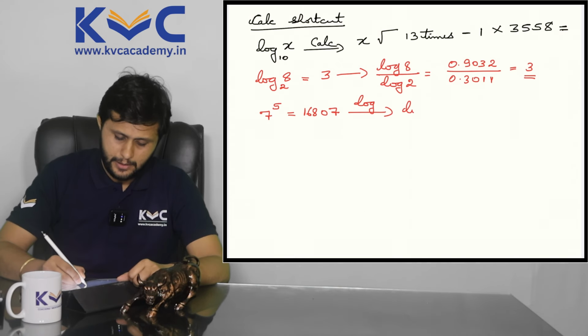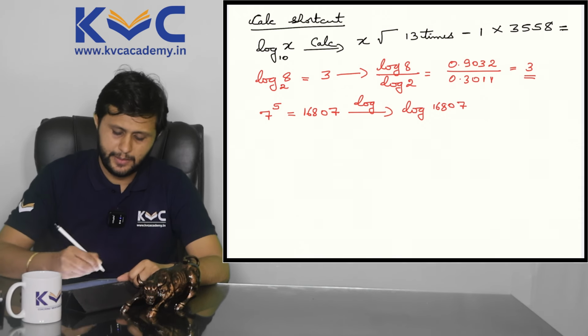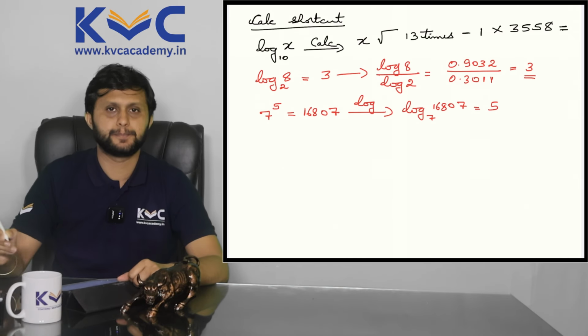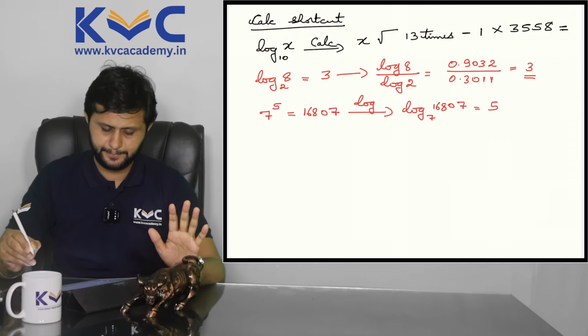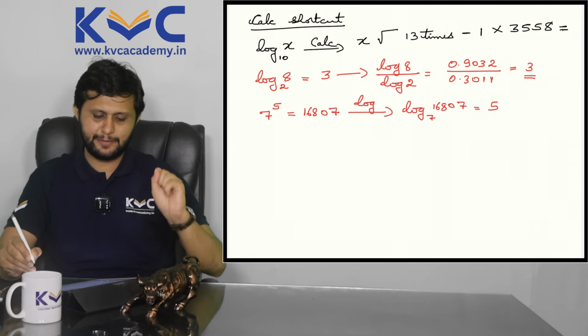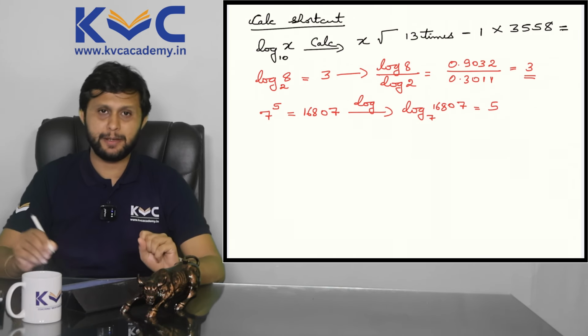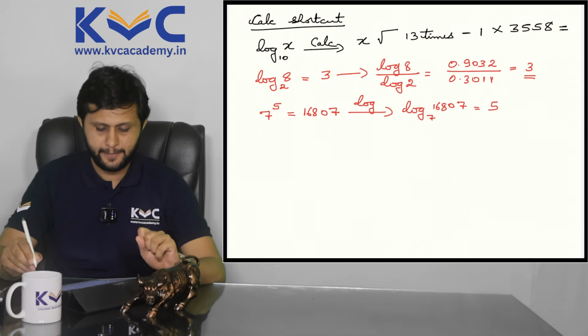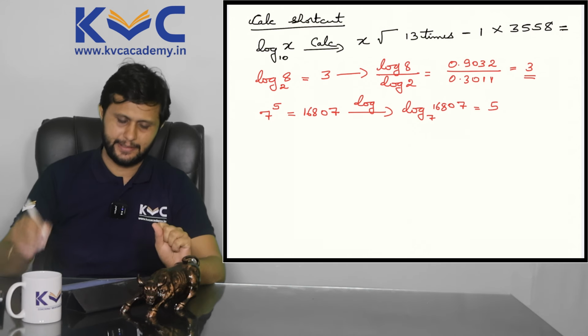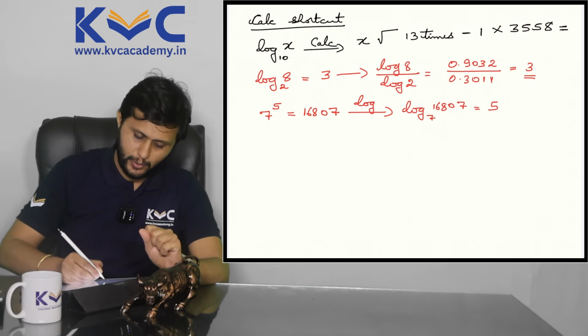Now we'll convert this to logarithm form. How do we do that? Logarithm of 16807 to the base 7 is equal to 5. That's done. Now I'll use the shortcut method and see if I get the right answer. My answer should be 5. Remember, my answer should be 5. I'm taking logarithm of 16807 to the base 7. Correct?